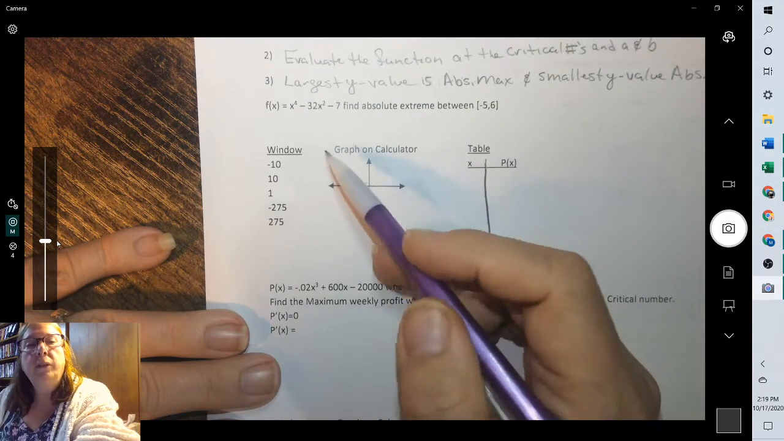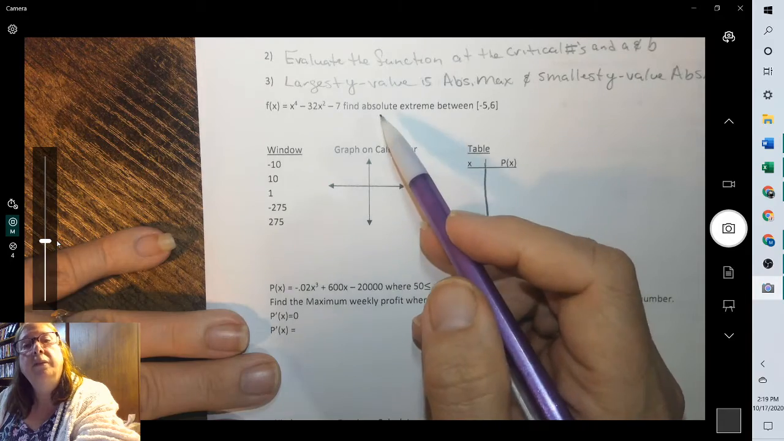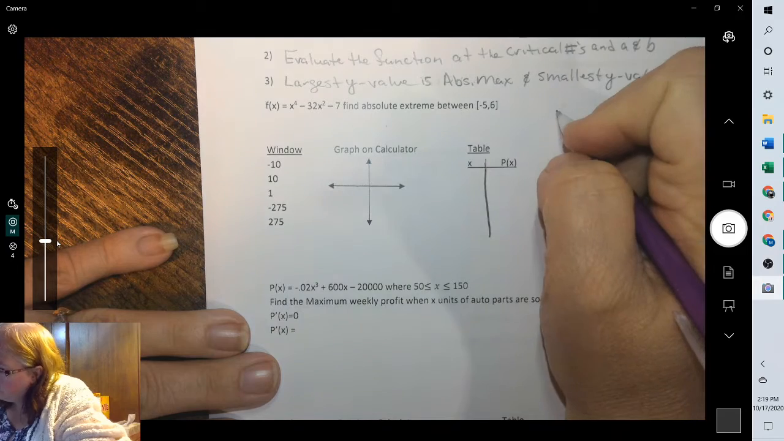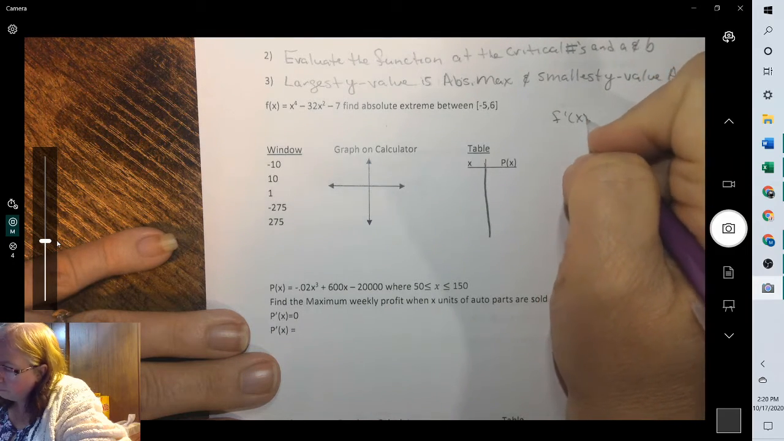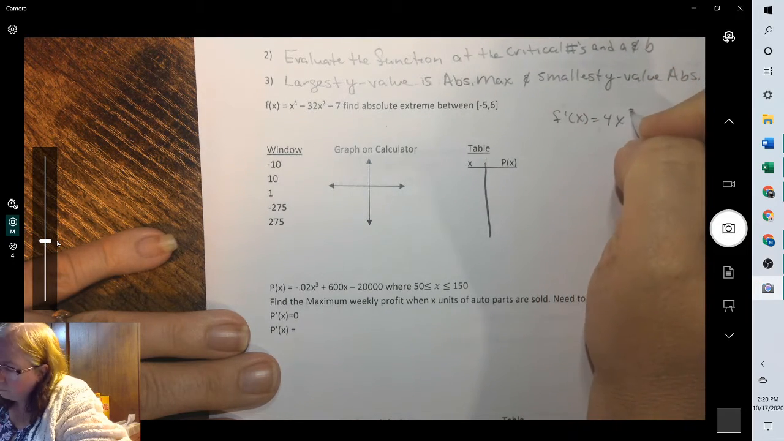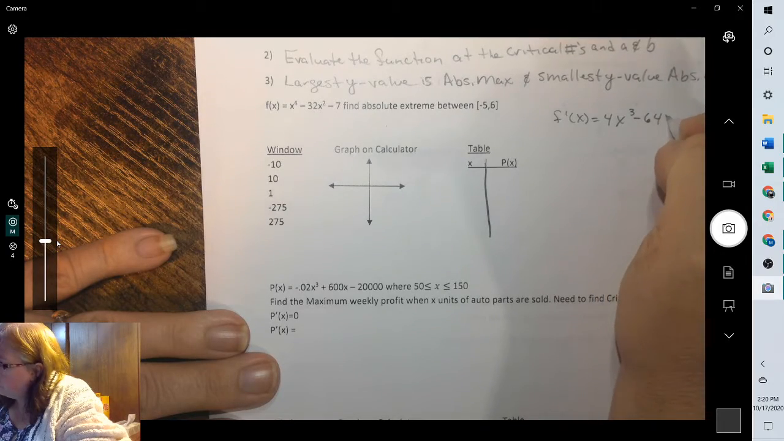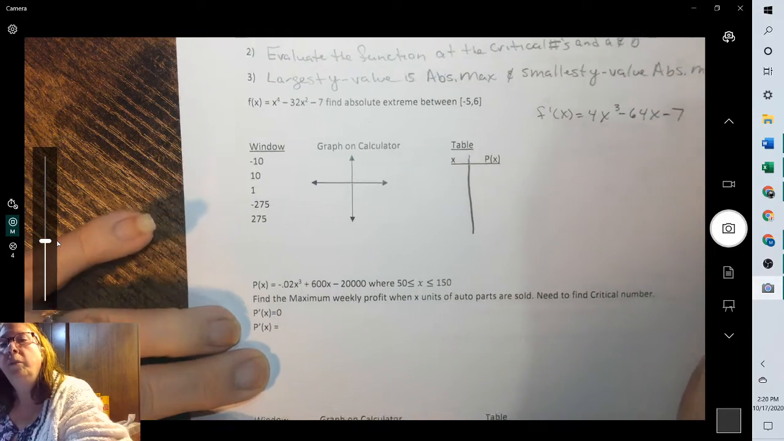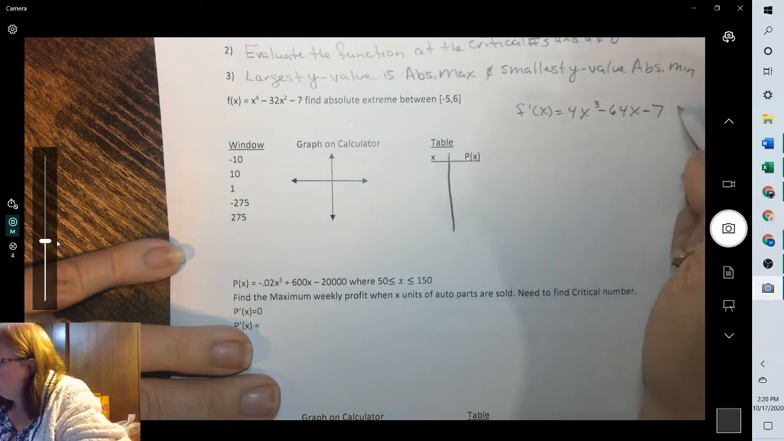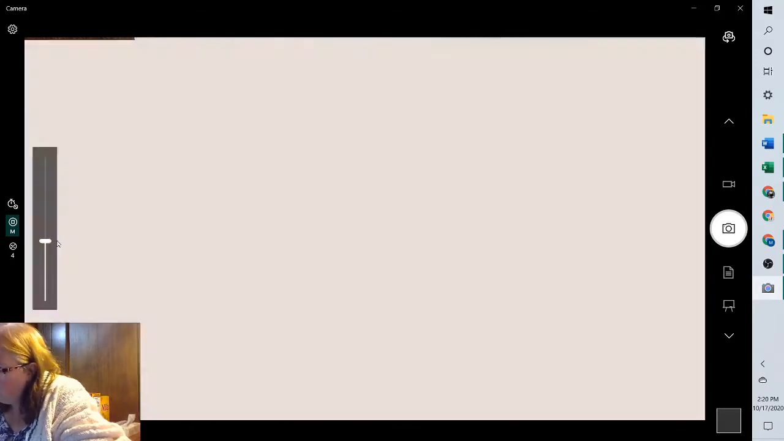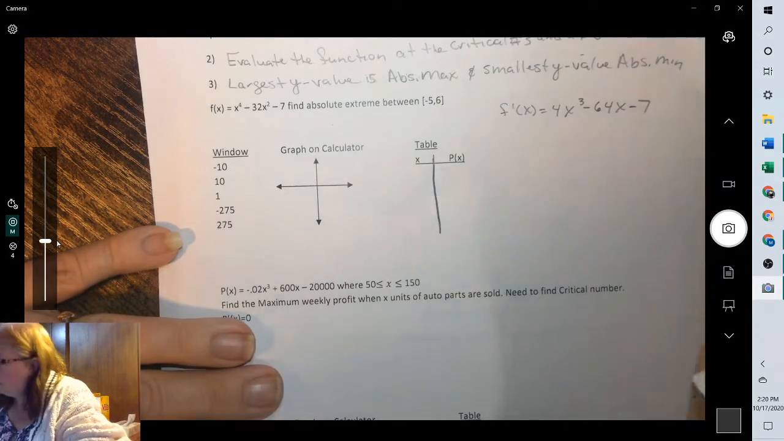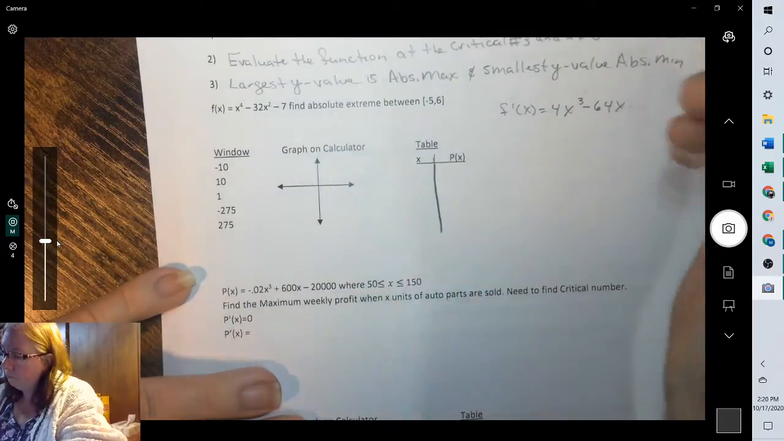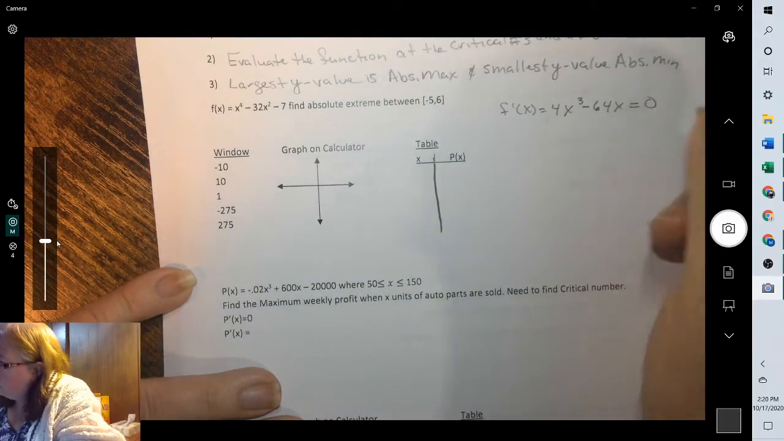So the first thing we want to do is find our critical numbers. To find the critical numbers, take the derivative, set it equal to 0. So when we take the derivative, we get 4x cubed minus 64x. The 7 drops out because it's a constant, its derivative is 0. Then we set that equal to 0.